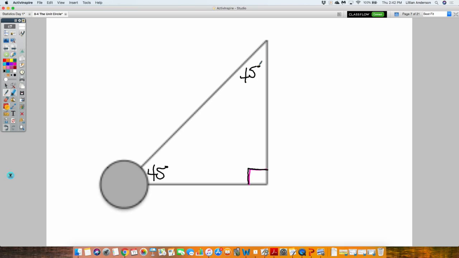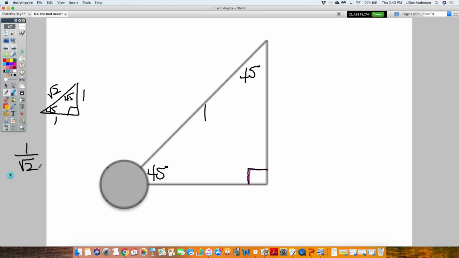Now we already know what our hypotenuse is in this right triangle. What is it going to be? It's going to be 1, because this corresponds to the radius of the circle, which is 1. Now, in general, 45, 45, 90 was 1, 1, square root of 2. The two legs of this right triangle have to be equal. How could I find out what those two legs are? I could divide 1 by the square root of 2.